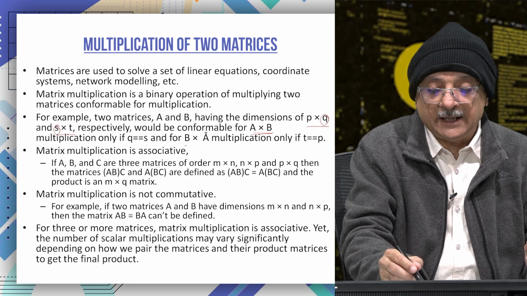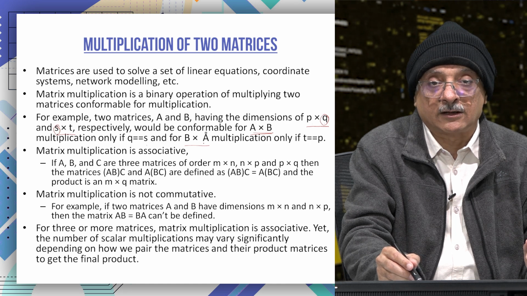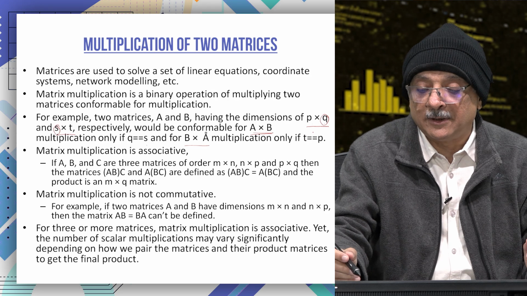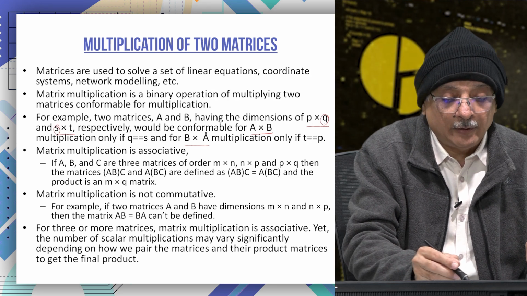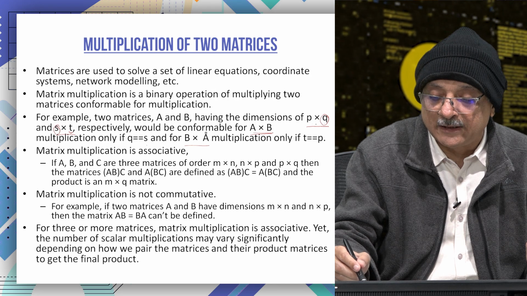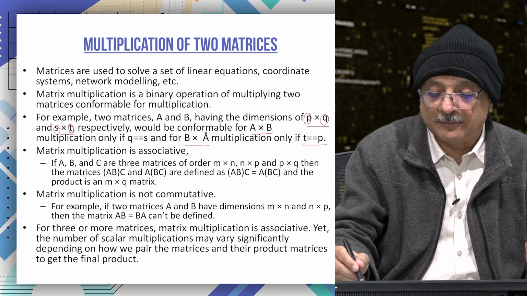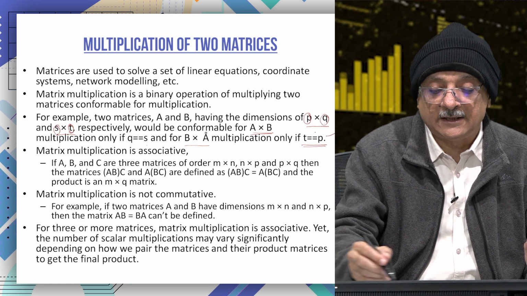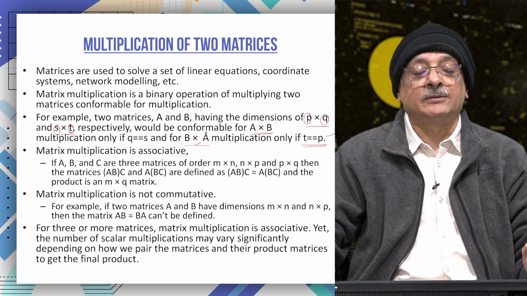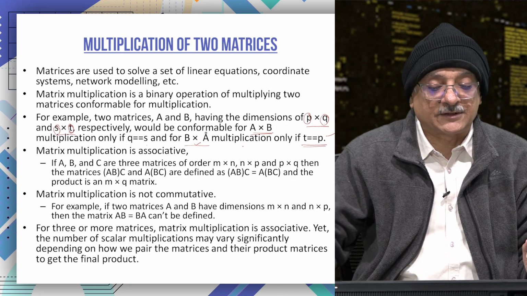And if B and A matrices are to be multiplied, if I say B cross A are conformable, this kind of multiplication will happen when the value of T, because S cross T will be multiplied by P cross Q, matches the value of P, both should be same. Then only this particular matrix multiplication would be possible, or in other words we call it conformable matrices.